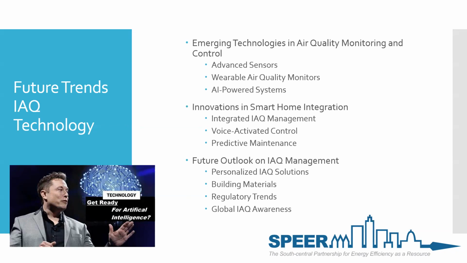And then innovations for smart home integration. We talked about, if you were part of our webinars in 2024, we have grid integration stuff happening. So now we have smart home integration that will probably also be tied to the grid that monitors indoor air quality as well as preventative maintenance, having voice activated controls, things that can happen inside the house.